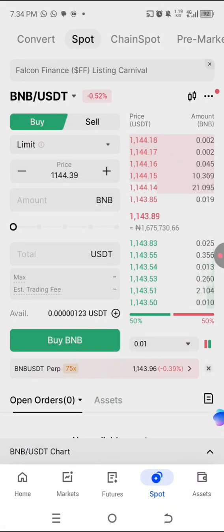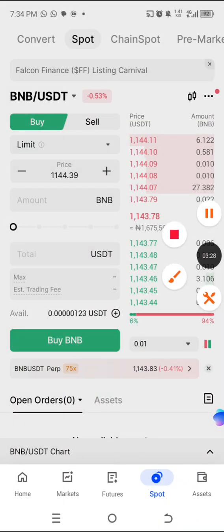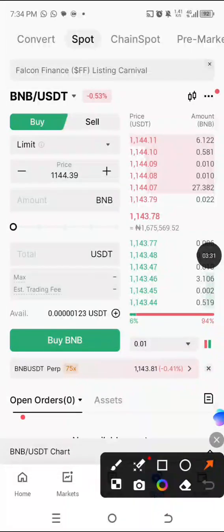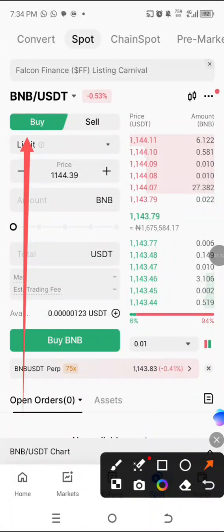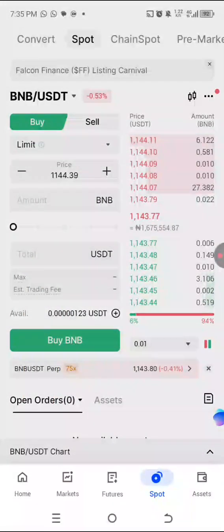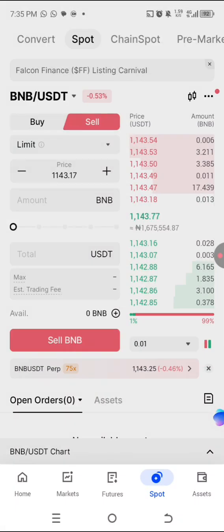So when you now want to sell, you click the sell button. Of course, as you can see here, we have the buy button. This is the buy button. It's always denoted by green color. This is the sell button. It's always denoted by red color. So whenever you see green, it represents buy. Whenever you see red, it represents sell. For instance, I press sell, so I click on sell now. It has changed to red. The same thing applies here.